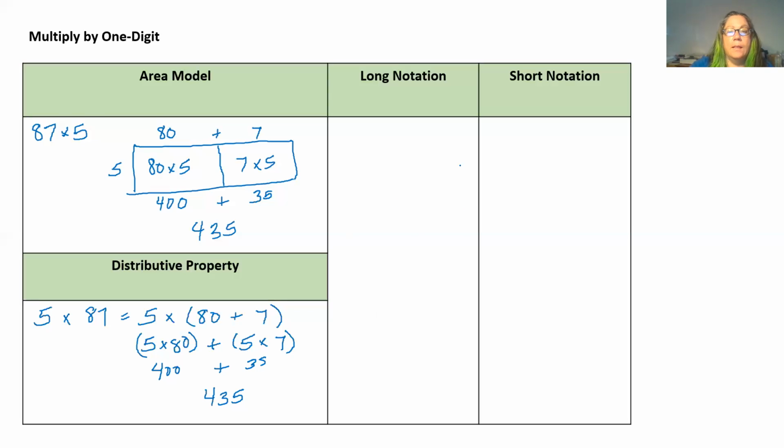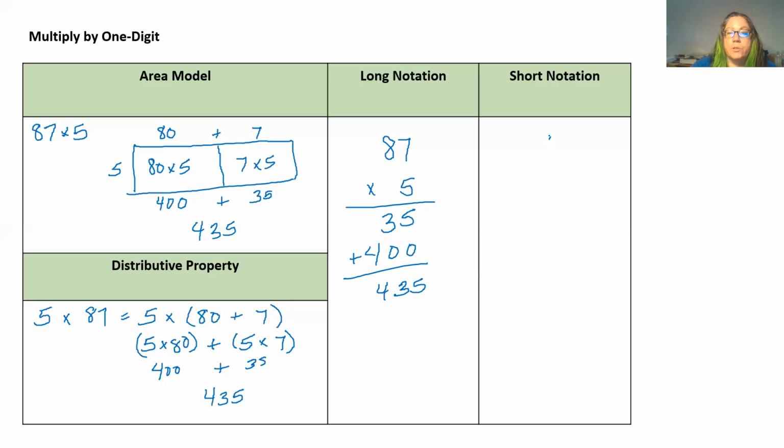All right, let's do the long notation form. So I'm going to stack my numbers, and then I'm going to multiply the parts, but instead of writing the expanded form, I'm going to use the expanded form in my head to break the 87 into parts. So 5 times 7, 35. 5 times 80, don't think of it as 8, think of it as 80, 400. Add my parts together, and I still get 435.